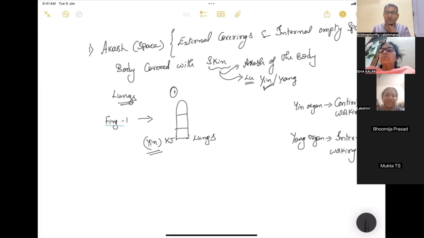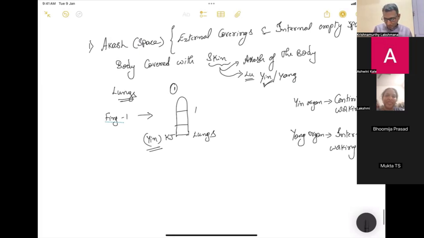Vata joint. Why Vata joint? Why not Pitta joint? It is a higher yang, a greater yang, a bigger yang, the primary yang. So I will allocate large intestine to Vata joint because it is yang, primary yang. Okay. Everybody is okay.